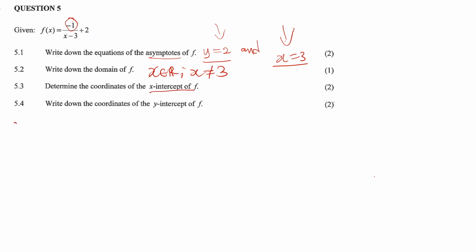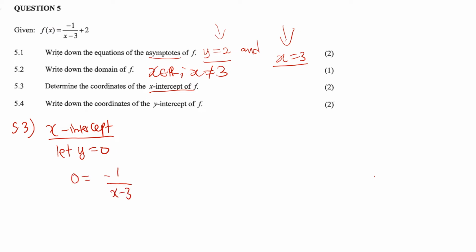So in 5.3 we need the x-intercept. All right, x-intercept. How do we get the x-intercept? We simply let y be equal to 0 and solve for x. We know that f of x is the same as y. So we're going to let it be 0, and we are basically going to solve for x. So we have something like this.